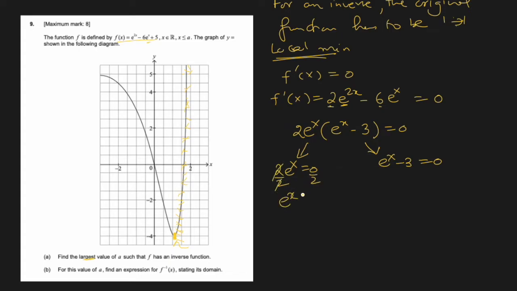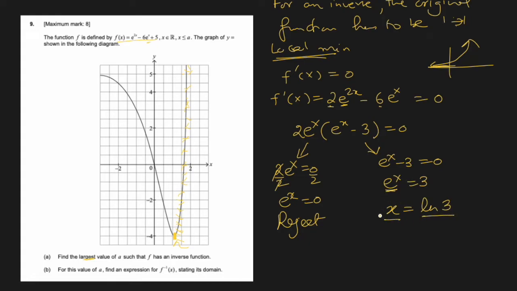So e to the power x is equal to 0, which is not possible. If you know the e to the power x graph, it will be something like this. For no value of x is the y value 0. So this is not possible. Reject this answer. Now here e to the power x is equal to 3, and to remove e, we apply ln to the other side. So x equal to ln 3. Is it making sense? Let me put it in my calculator. Ln 3 is 1.09 something. And this is 1. It is a little right of 1. That is okay. Yes, this is correct.